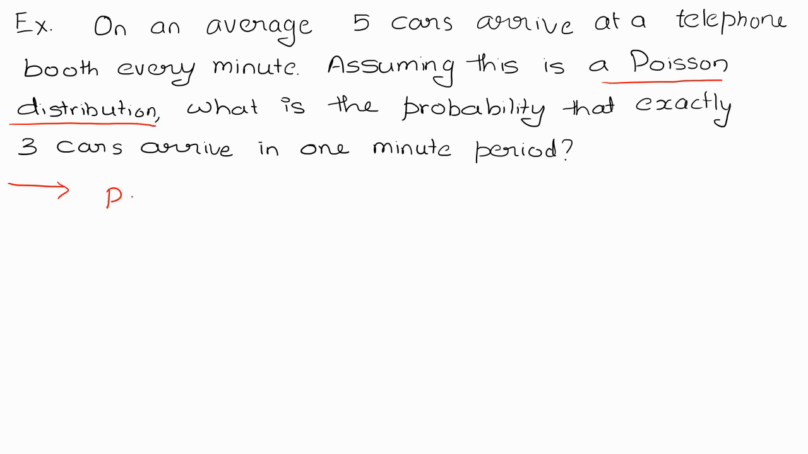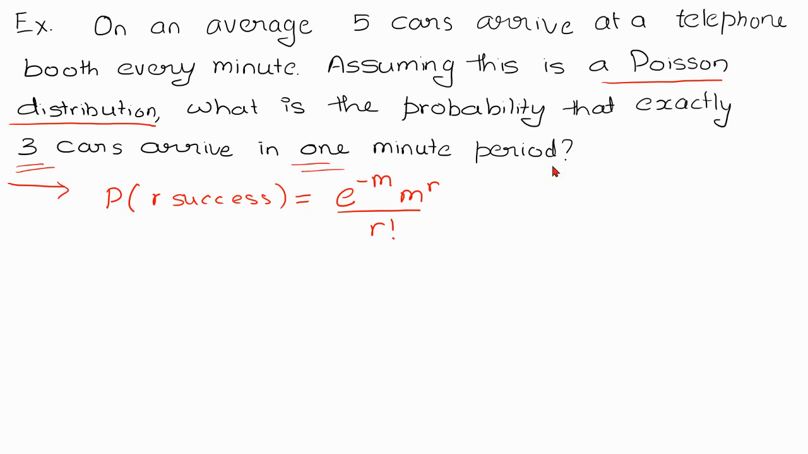That means you have to use this formula. Probability of r successes is equal to what? e raised to minus m into m raised to r upon r factorial. This formula is to be used, that is clear from this line, that it is a Poisson distribution. What is the probability that exactly three cars arrive in a 1 minute period?